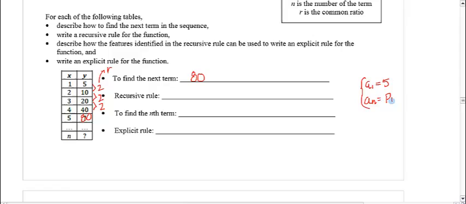We can say previous, as in previous term, times whatever our multiplier is, so whatever it's being multiplied by. In this case, it's doubling, so we can write previous times 2. Or we can write the same thing, and this is really where we want to be, a sub n minus 1, indicating the previous term, times 2. So either one of those can be put inside of here.